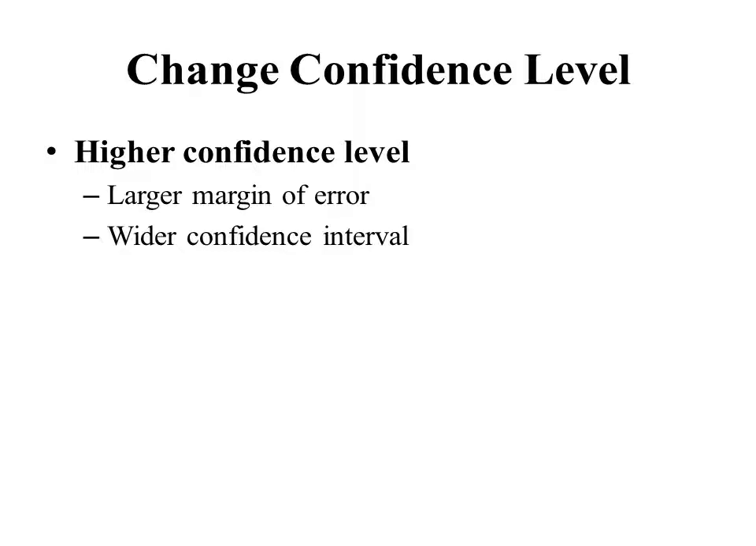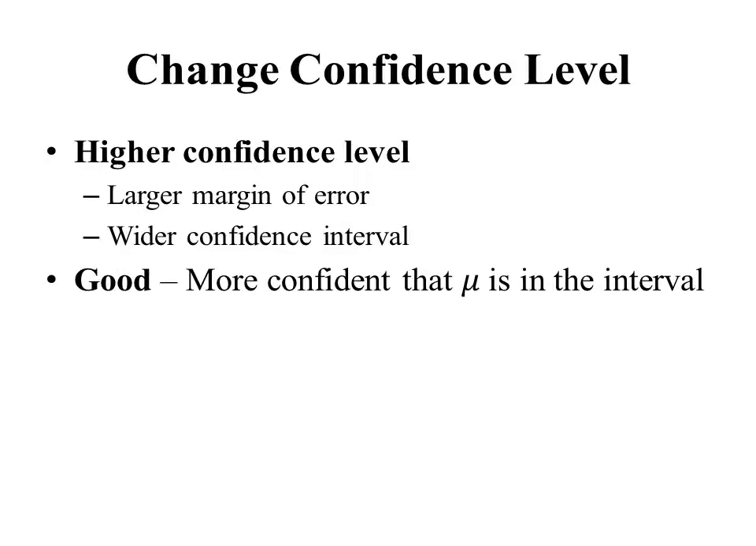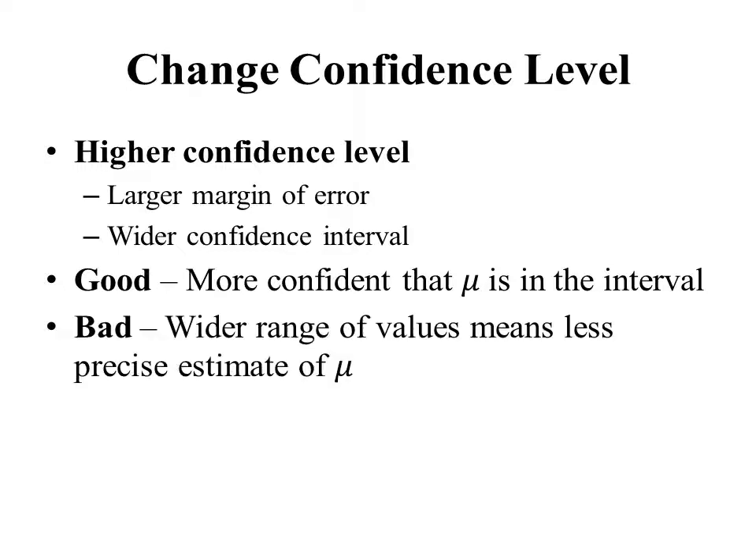Now this is both good and bad. It's good in the sense that we're more confident that mu is in the interval than if we worked at a lower confidence level. But it's bad in the sense that we have a wider range of values for mu, which means that we have a less precise estimate of mu. And so a wider range of values doesn't really give us as much information about mu.